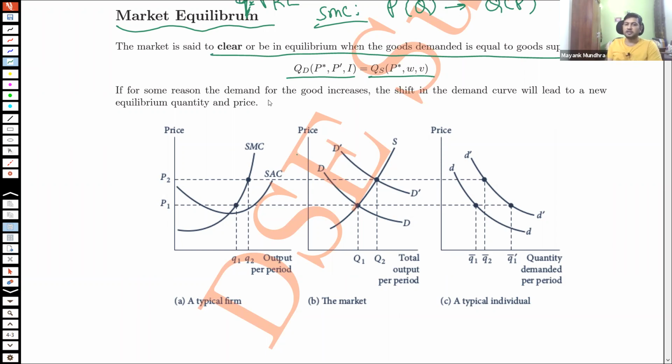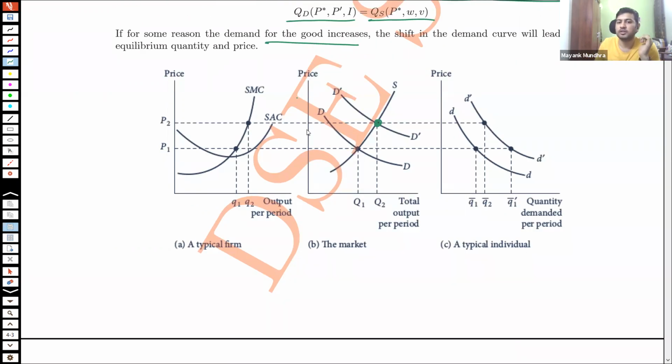Now, if for some reason the demand for the good increases, suppose this was the initial demand curve, and some change happens because of which the demand curve shifts up, maybe because of an increase in incomes of people or a change in the price of some other commodity. Then the new equilibrium would be here. At the new equilibrium, the market price has gone up and the total quantity has gone up.